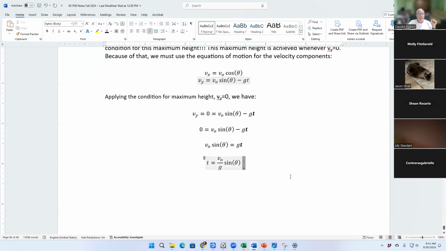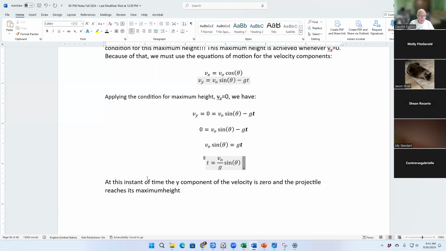So we get the instant of time in which the maximum height is going to be, in which the y component of the velocity is going to be 0. Okay? At this instant of time, the y component of the velocity is 0, and the projectile reaches its maximum height.